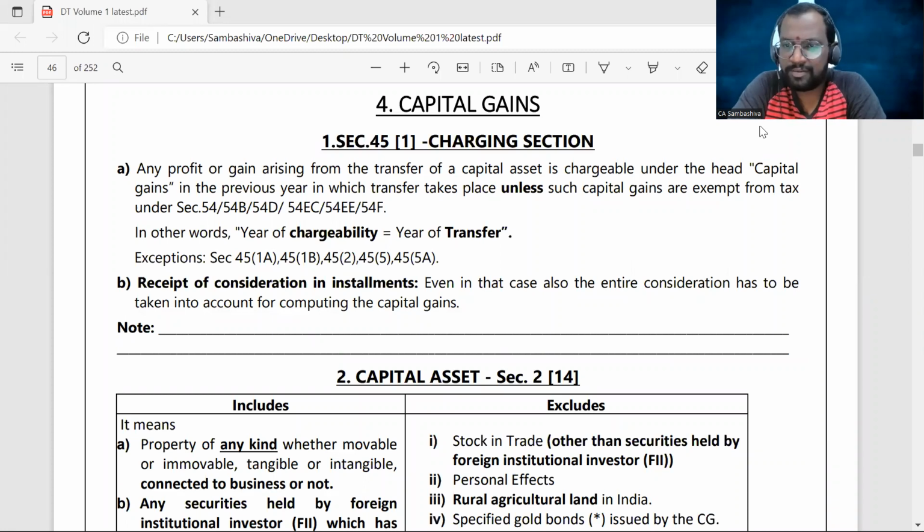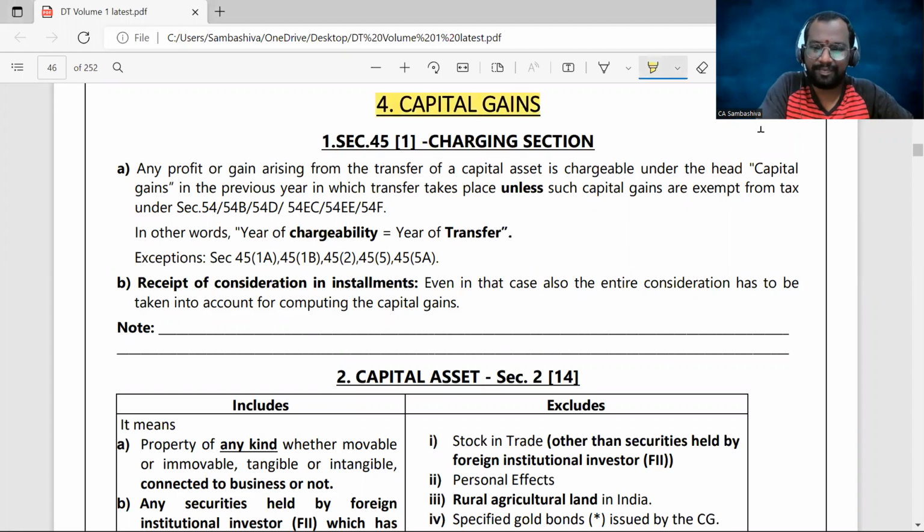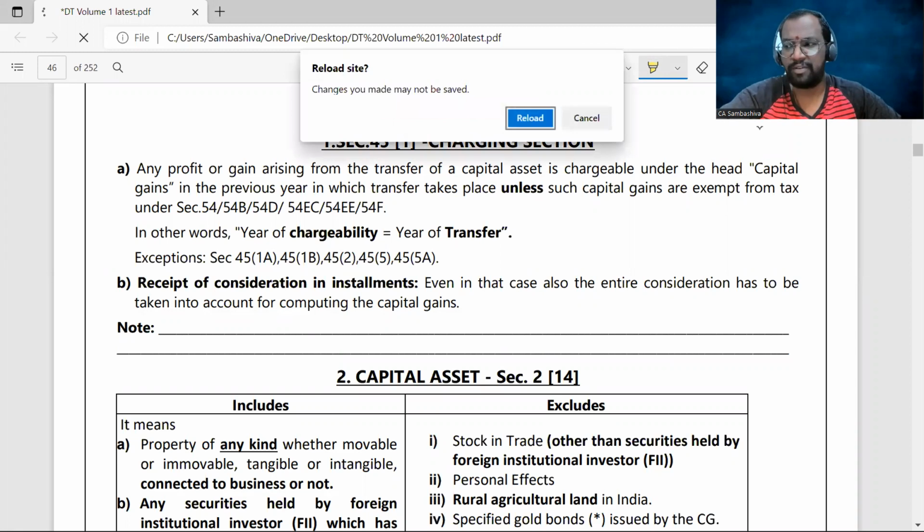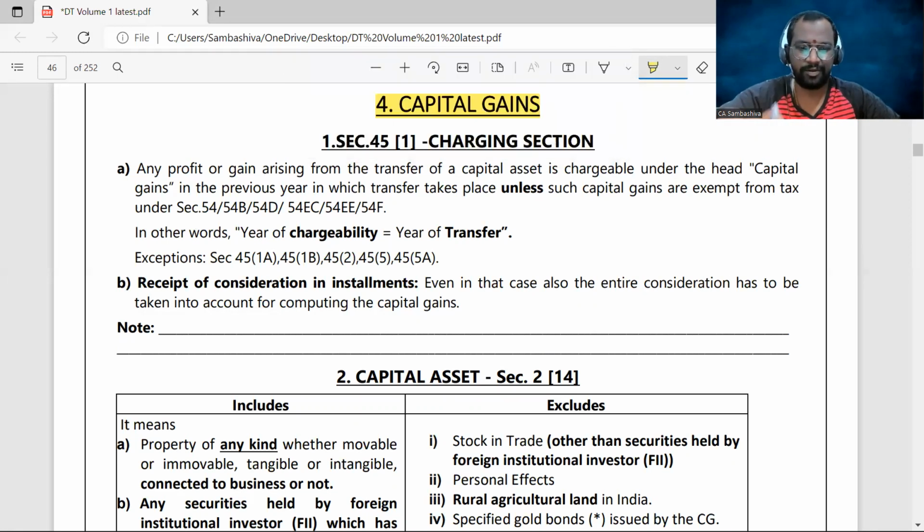So in the last class, we have completed our discussion regarding chapter number 3, income from house property. Now time for chapter number 4, capital gains. From examination point of view, most important chapter. If you remember, sir, in our beginning classes, we have seen the list of important chapters from the subject income tax. Yes or no, sir?